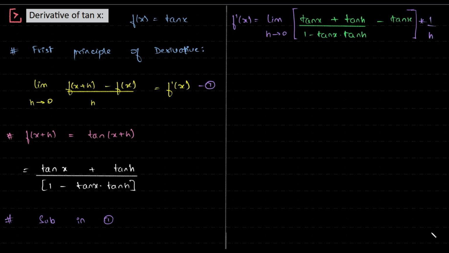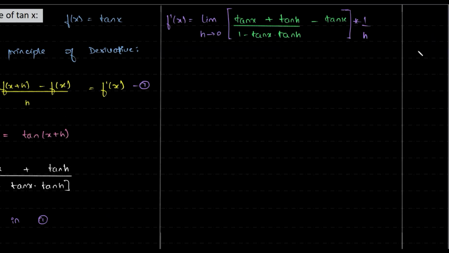Is that correct? So let me explain it in this way. Say we have 2 by 3. I can write 2 by 3 as 2 into 1 by 3. That's all I've done.